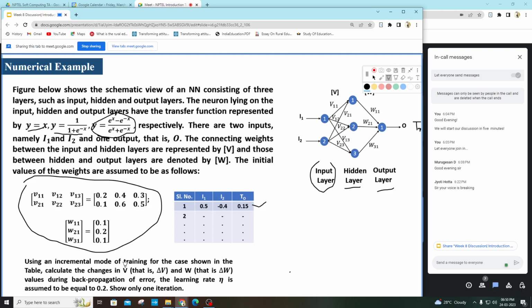It has been asked in the question: using incremental mode of training for the case shown in the table, calculate the changes in V, that is del V, and del W, using back propagation of error that we have just learned. The learning rate eta is also given, 0.2. Only one iteration we have to show. So we have to calculate del V11, del V12, del V13, and similarly del W11, del W21, del W31. Is the question clear?